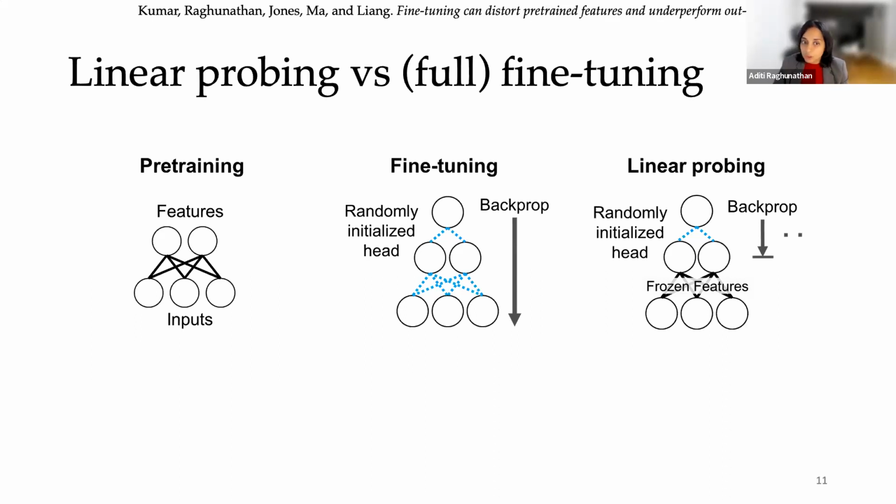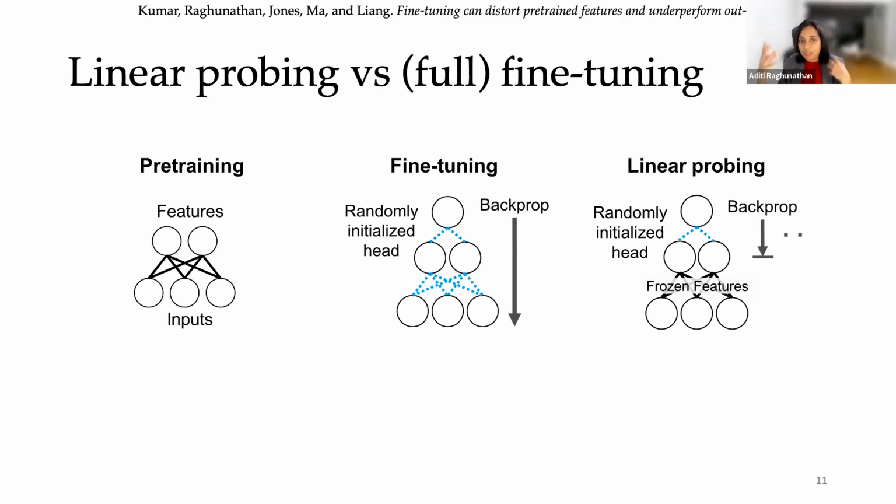So this is the usual standard, and this is what you would do if you had enough memory and compute to do so. A popular alternative is linear probing, where we take the features as fixed or frozen, and so we only update the linear head. We do not pass on the gradients to the features. We keep the features fixed.